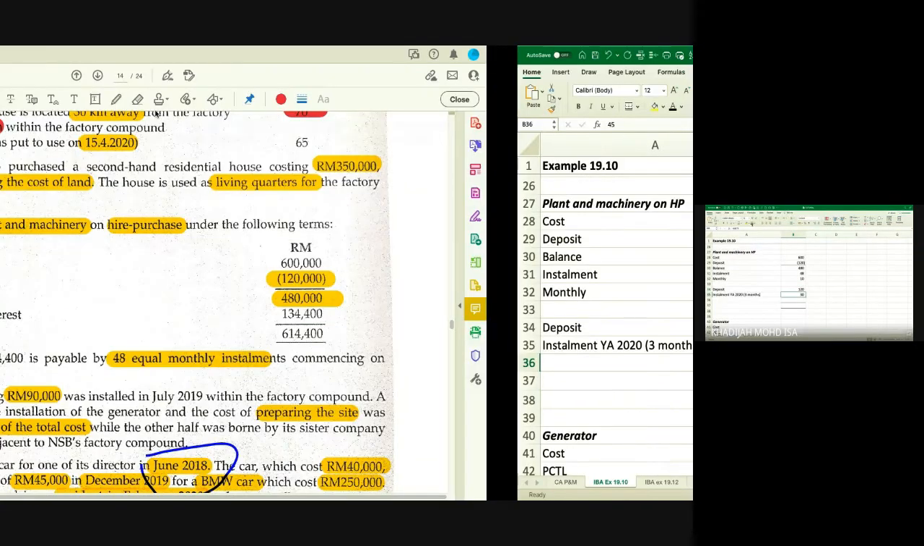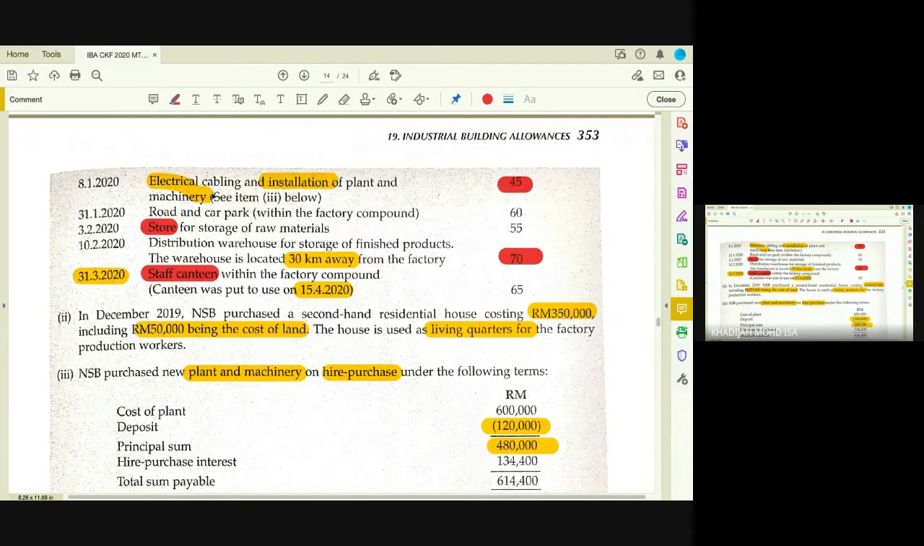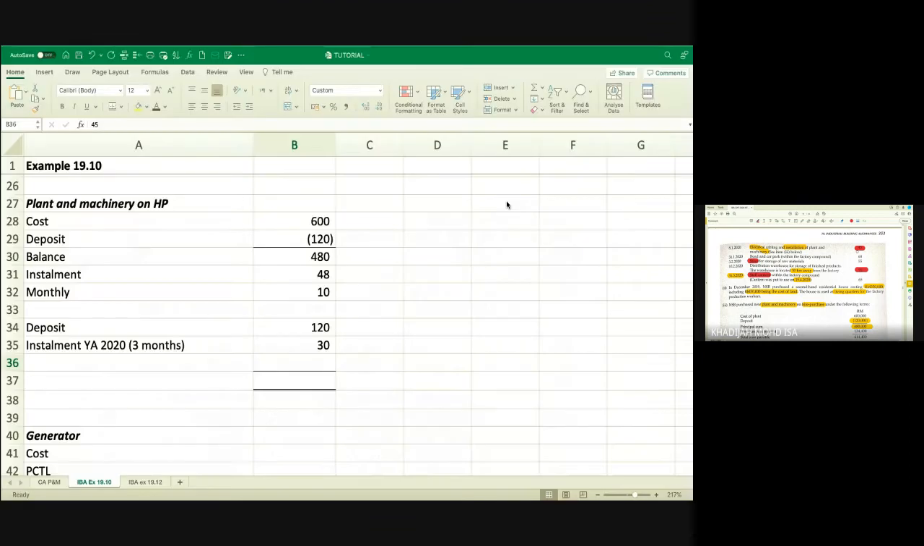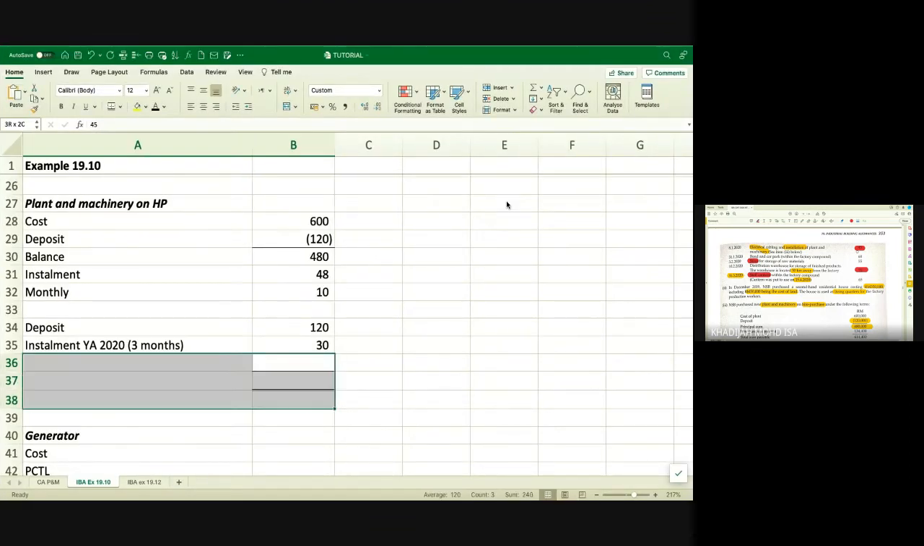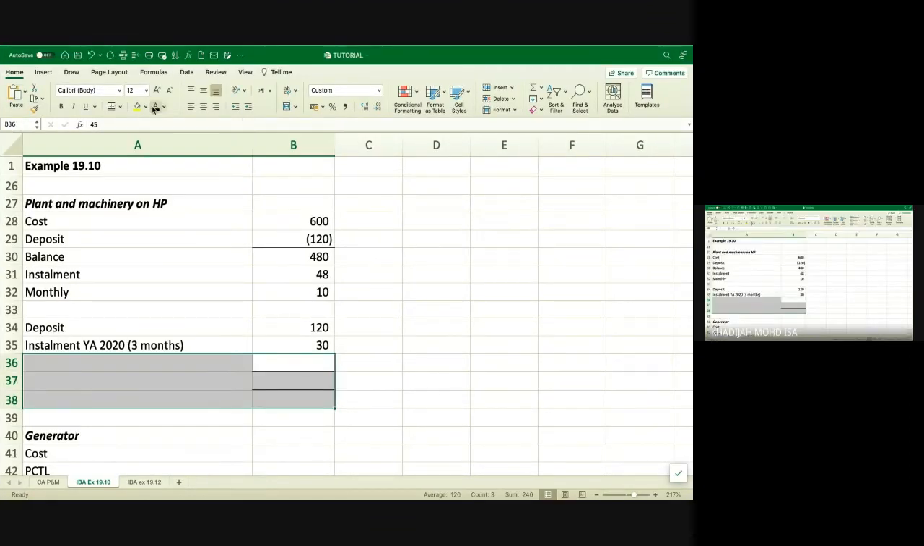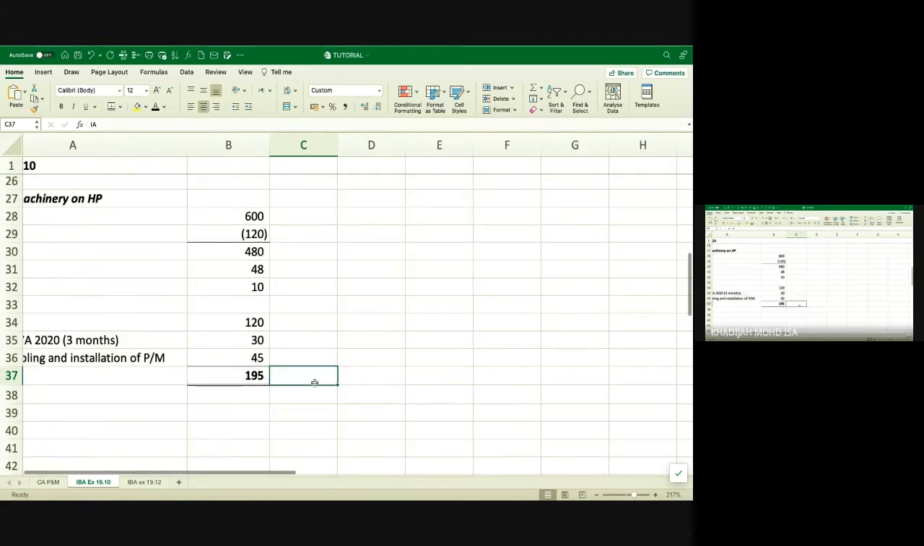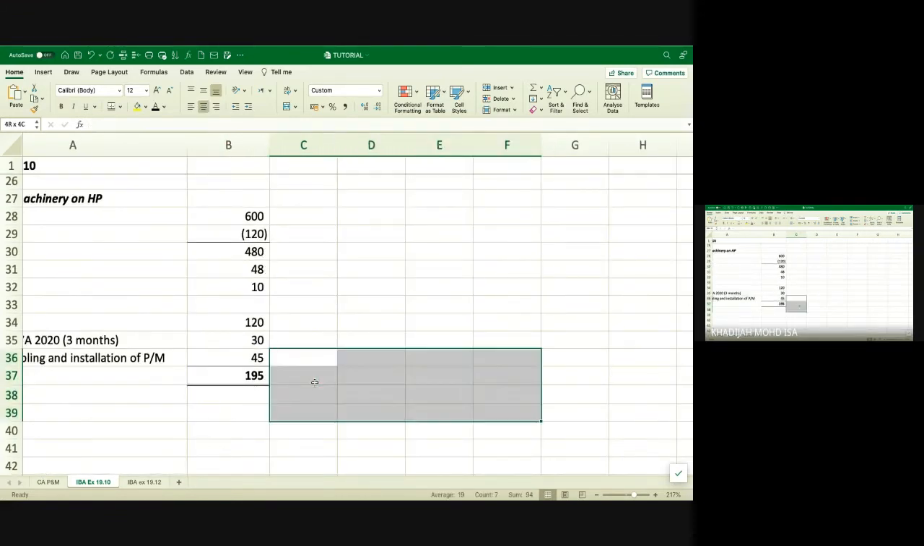Do not forget that you also have these related to the plant and machinery, the electrical cabling and installation of plant that cost you 45,000. So that will be part of your plant and machinery. So you add in that 45,000, then you have your 195,000 as your qualifying expenditure for your building. Yeah, so from there you will have to do the computation.